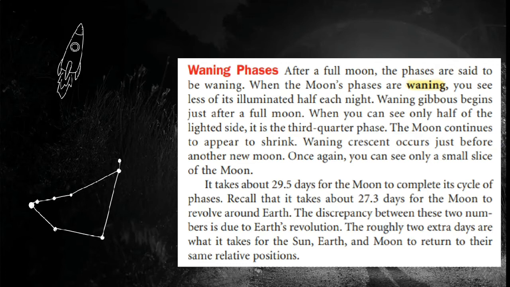Recall that it takes about 27.3 days for the moon to revolve around Earth. The discrepancy between these two numbers is due to Earth's revolution. The roughly 2 extra days are what it takes for the Sun, Earth, and Moon to return to their same relative positions.